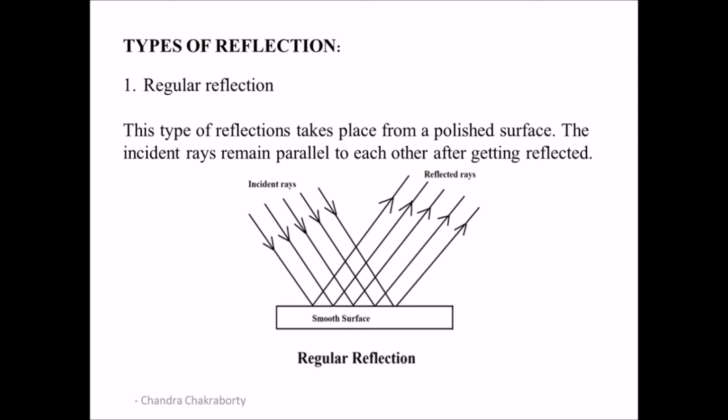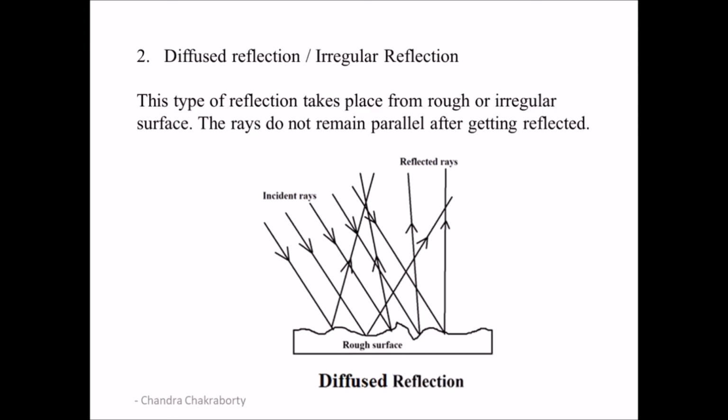The incident rays remain parallel to each other even after getting reflected. So here you can see that parallel incident rays strike the smooth reflecting surface. After reflection, the rays are parallel. So this is regular reflection, when the surface is smooth, when the parallel incident rays striking the mirror are reflected back parallelly.